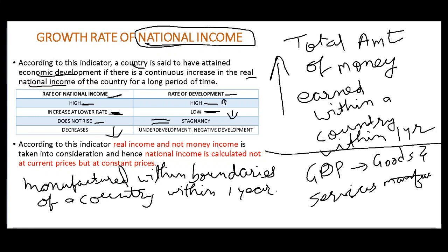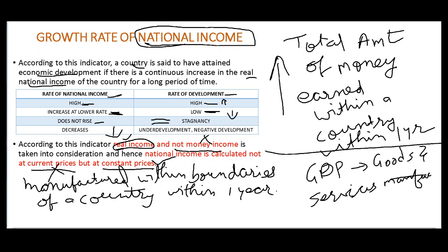According to this indicator, real income and not money income is taken into consideration. Please note that real income is taken into consideration, not money income. Hence national income is calculated not at current price but at constant price. This was the meaning of the indicator by national income.